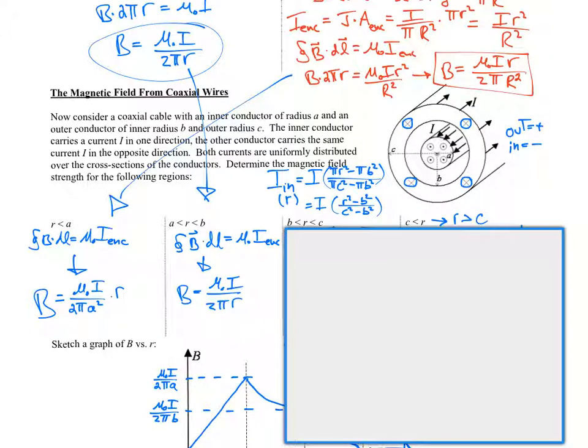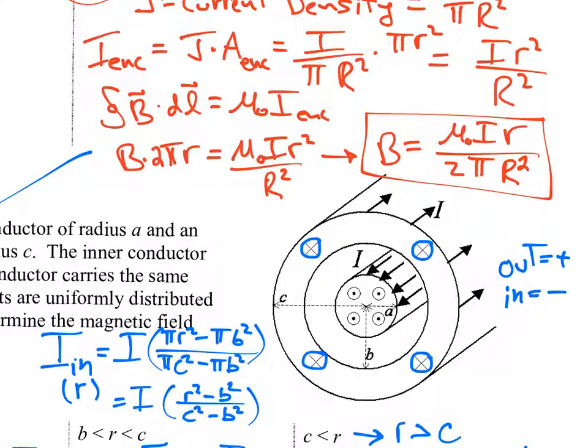For the next section, though, when we're between b and r and c, this gets a little tricky because now we're going to be inside the second wire and we want to find the magnetic field, and we need to know what the current enclosed is. So I'm going to zoom in and we'll take a closer look at this. Okay, so in this region here, between b and c, which is what we're looking for in our next part, what's the field going to be in here? We have to figure out the current enclosed.